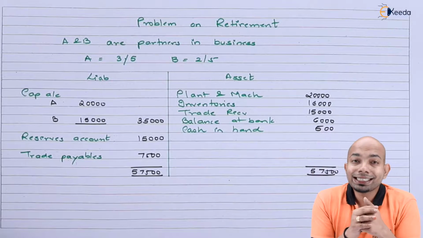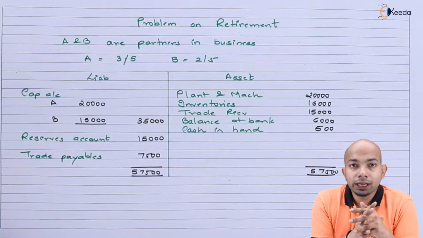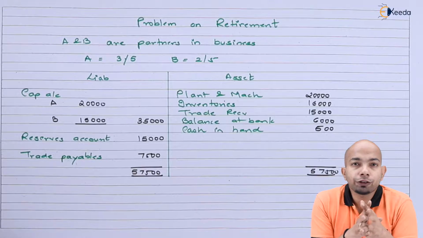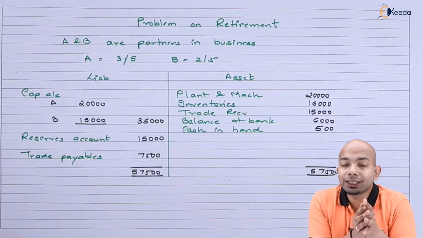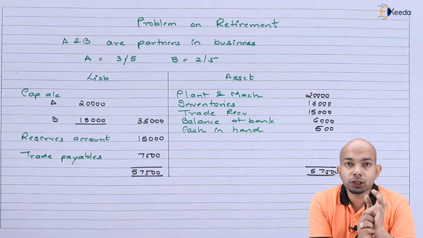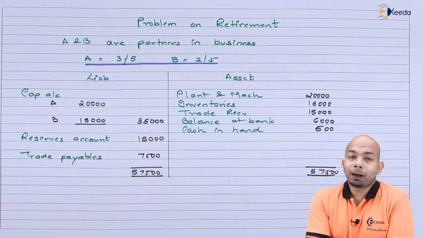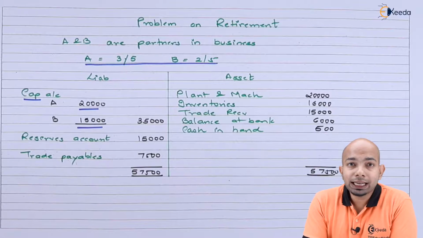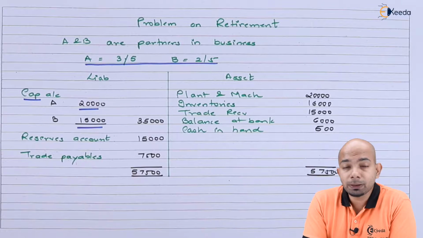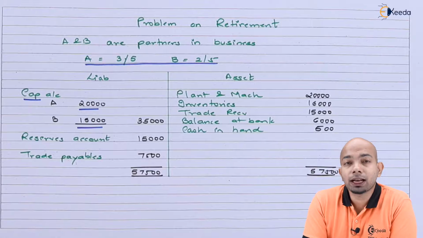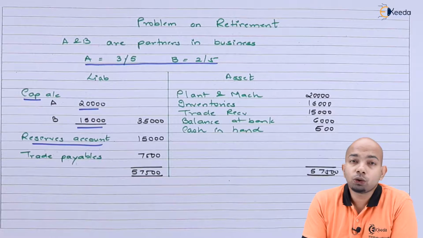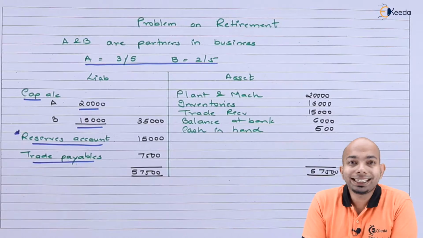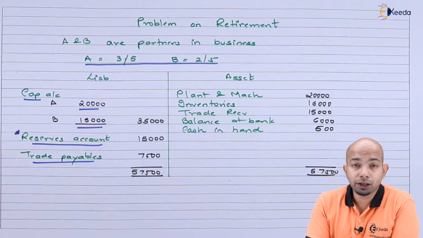So the question here is stated as follows: A and B are partners sharing profit and loss in the ratio of 3:5 and 2:5. That means a 3:2 ratio. The balance sheet details have also been mentioned here for your reference. Capital account of A and B respectively, A had 20,000, B had 15,000. So the total capital balance was 35,000. Reserves account was 15,000. Make sure you star mark this because this is one of the most important parts. Trade payables have been mentioned as 7,500 for your reference.